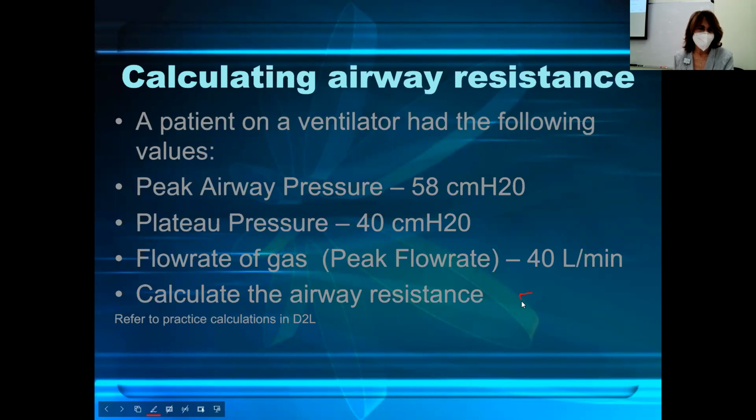There we go. So 58 centimeters of water was the peak inspiratory pressure. Then we're going to subtract the plateau pressure, because the airway resistance is the difference between those two. The plateau pressure is 40. So 58 minus 40. And then on the bottom is the flow, and the flow rate is 40 liters per minute.